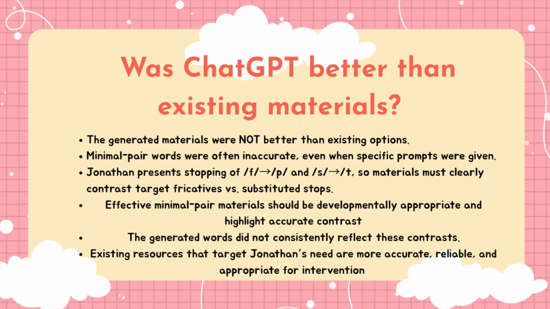Since Jonathan demonstrates stops of F to P and S to T, effective materials should present clearly developmentally appropriate minimal pairs that emphasize the contrast between the target fricative and their substituted stop. The generated words did not consistently reflect these contrasts, and based on the materials that I have seen that specifically target Jonathan's needs, existing resources appear to be more accurate and reliable for his intervention.